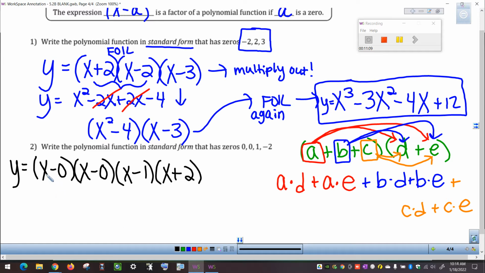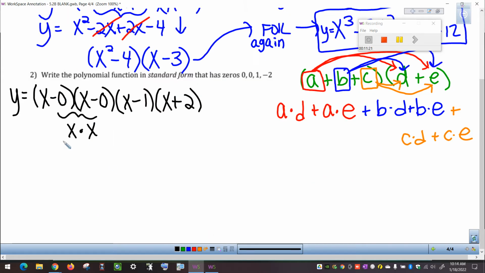All right, now for the x minus 0 part, x minus 0 is really x. So it's the same thing as x times x in the front, and we can shorten that even further by writing it as x squared.